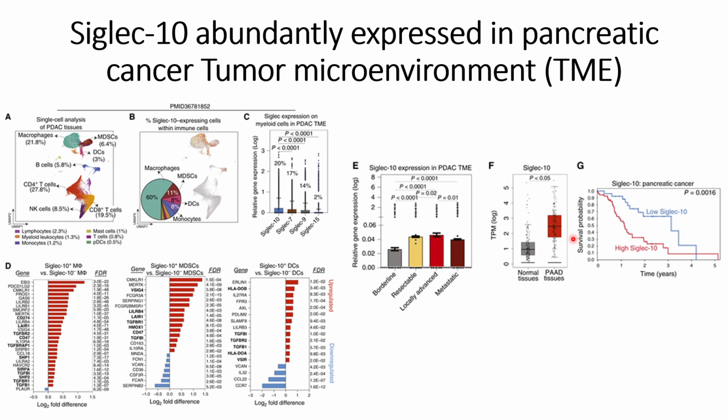Afterwards, they checked it in whole tissues, comparing normal tissues with pancreatic adenocarcinoma tissues, and they were able to find that pancreatic adenocarcinoma tissues have more Siglec-10 expression compared to the normal tissues. And when they computed the survival probability from this TCGA data, they were able to find out that high Siglec patients have a lower survival rate compared to the low Siglec patients.